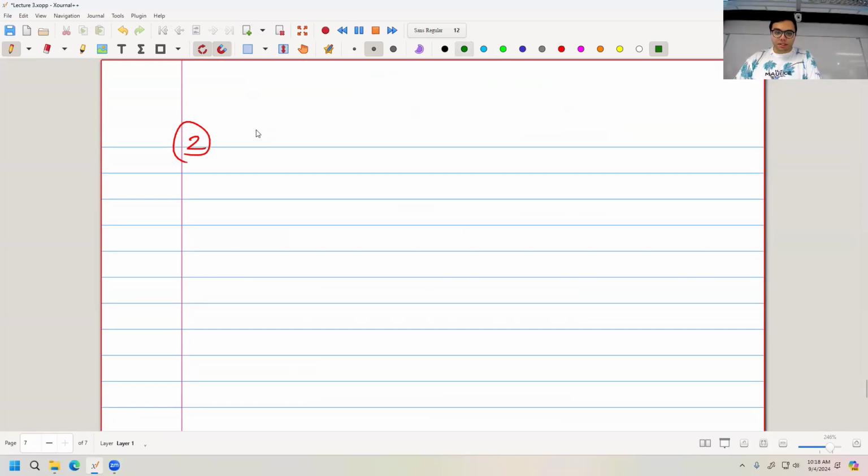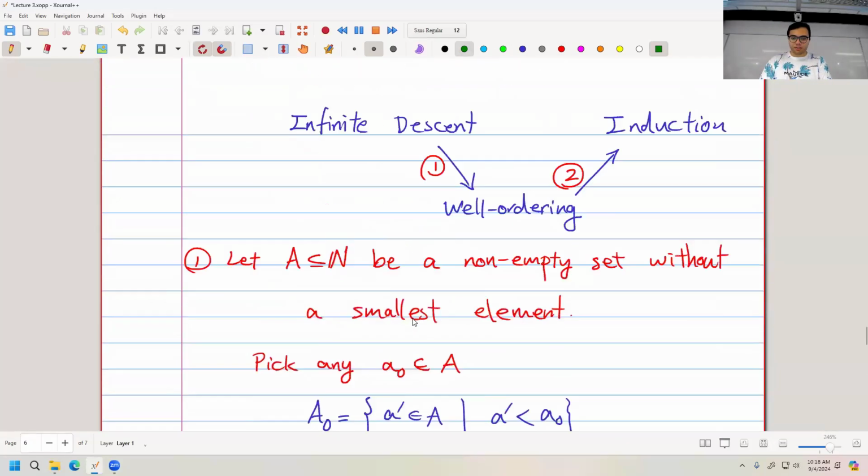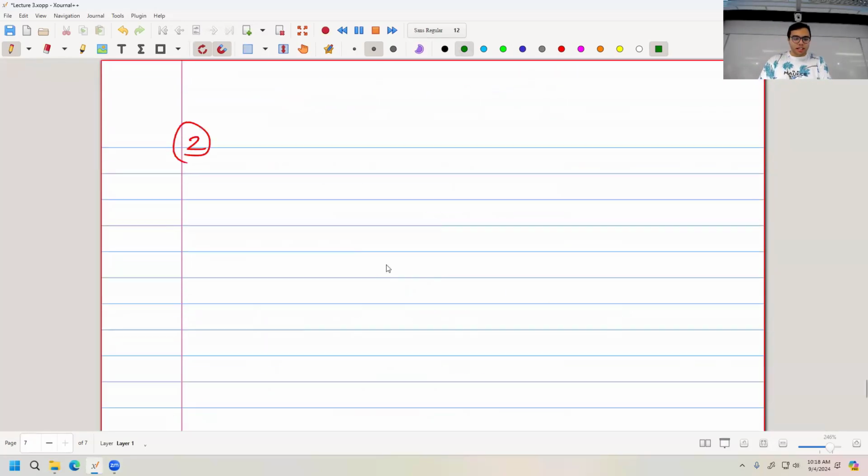So, what do I want to say? What was induction? Induction was that if I have a set, let's say K of natural numbers, and if K includes 0, and whenever it includes a number n, it also includes n plus 1, then K includes all the numbers, right? That's what induction is.